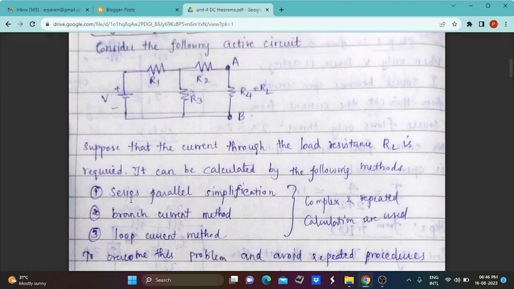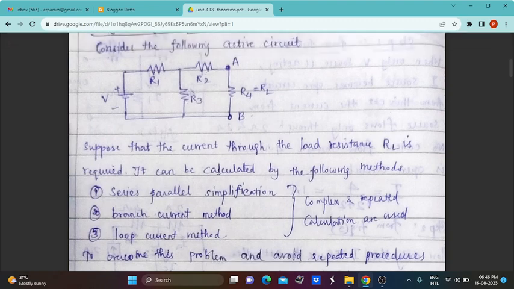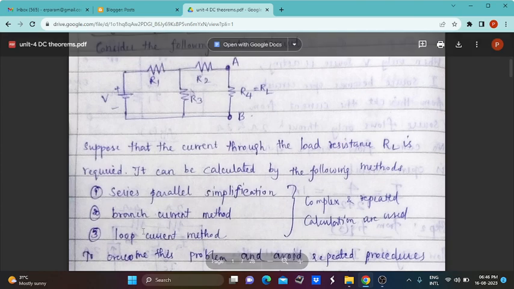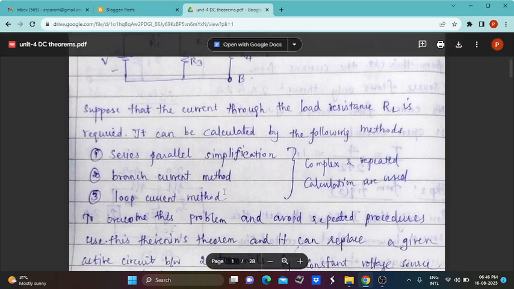The first method is series-parallel simplification. That means we look at how many resistors are connected in series and in parallel, and based on this arrangement, we can find the current value. Another method is the branch current method. The last method is the loop current method.